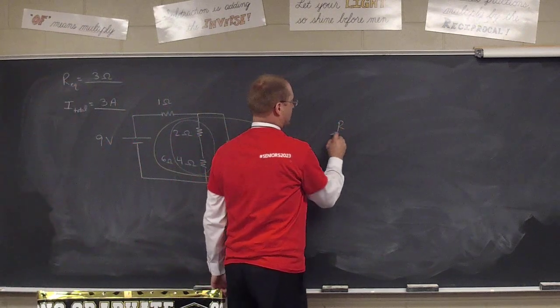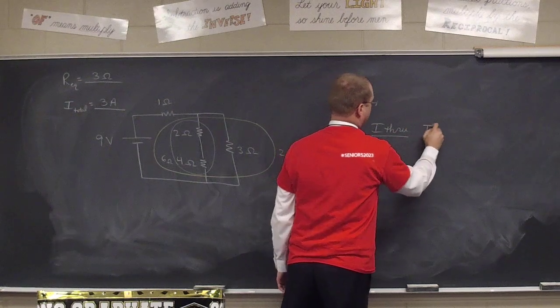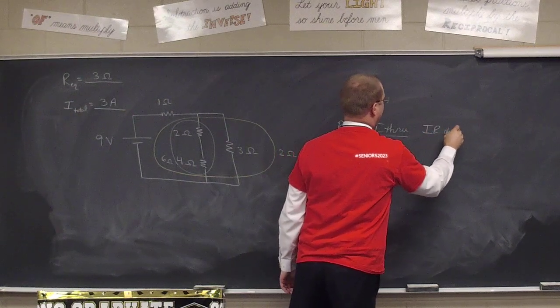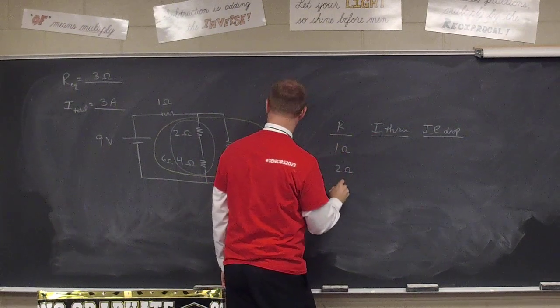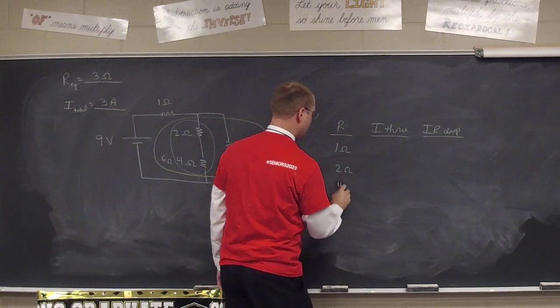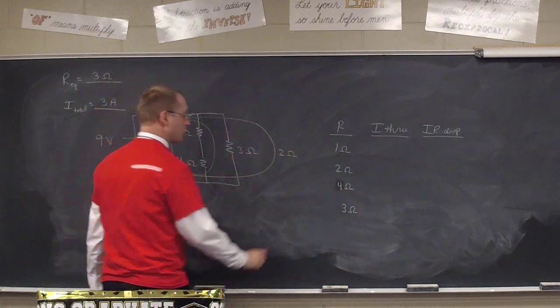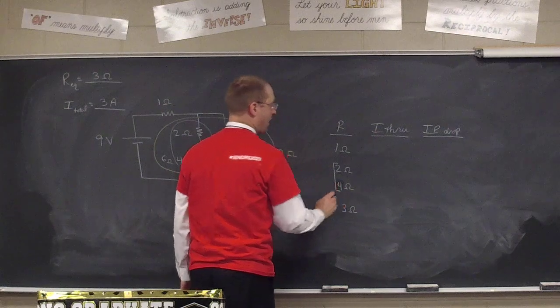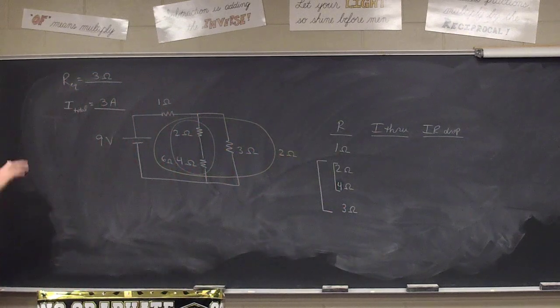We list our resistors. We find the current through each and the IR drop at each. Resistors are 1 ohm, 2 ohms, 4 ohms, 3 ohms. I'm going to put the 2 and 4 together, and I'm going to list that paired up with the 3. So I kind of use those little markings on my table.